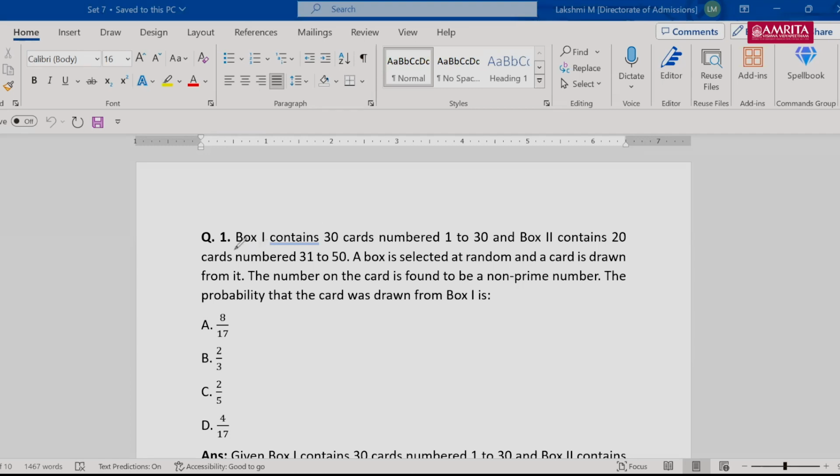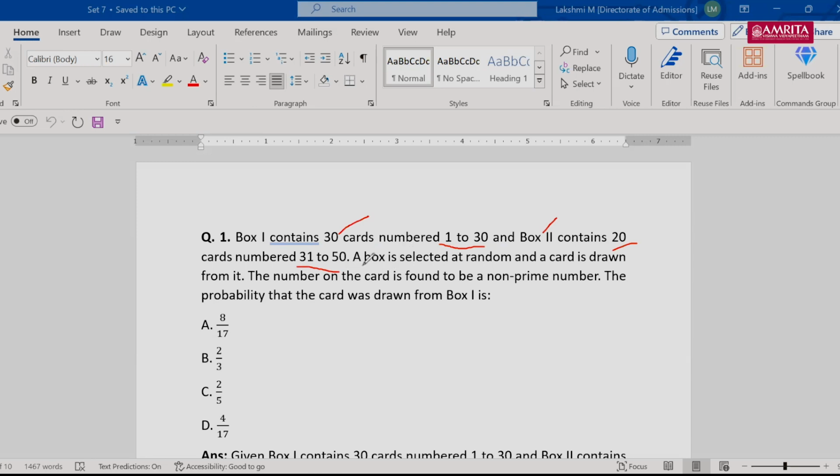So the first question is, box 1 contains 30 cards and their numbers are from 1 to 30. Box 2 contains 20 cards, from 31 to 50. So in total it's like 1 to 50 cards. Box 1 is having 30, box 2 is having 20.